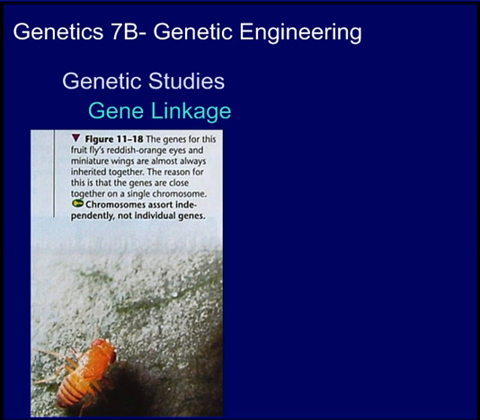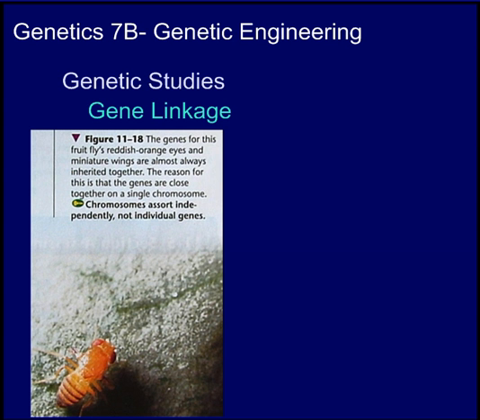Now, one of the things that was learned from studying fruit flies is that Mendel actually got one thing wrong. Earlier we learned about Mendel's independent assortment of alleles or genes, the idea that each allele assorted independently and they don't affect one another. But actually that's not true.